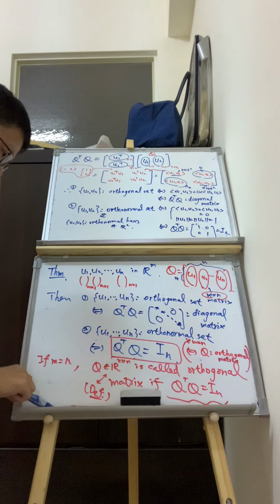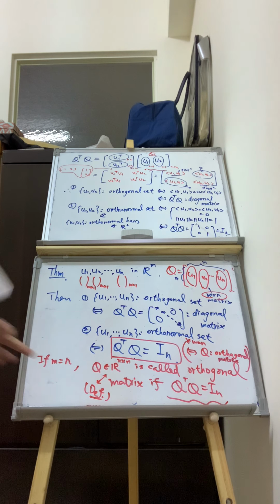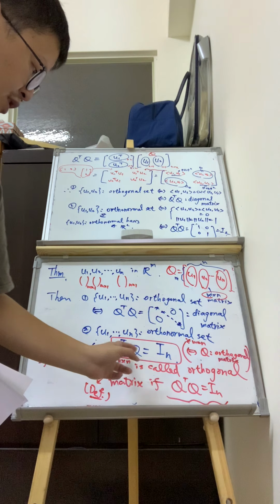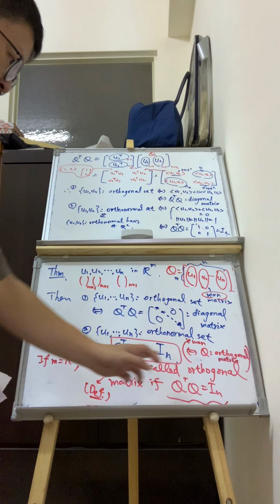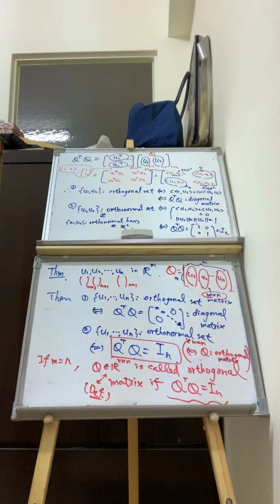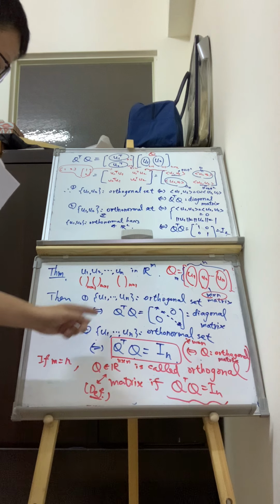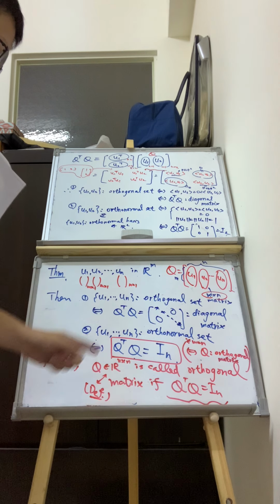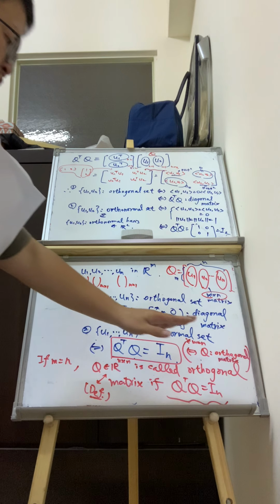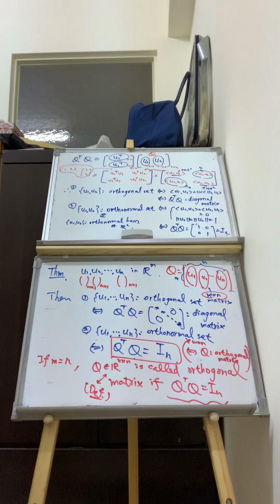So if m equals n, then Q is n by n, a square matrix. And for this square matrix, if we satisfy Q transpose Q equals identity, then we call the matrix Q an orthogonal matrix. In other words, if we have n vectors in n space and we consider the matrix Q, then if we want to show it's an orthonormal set, we could show this one, or you could say it exactly means that Q is an orthogonal matrix.